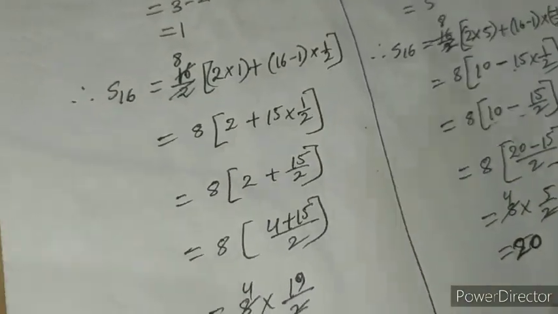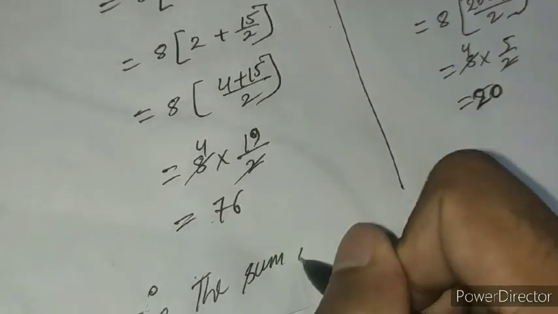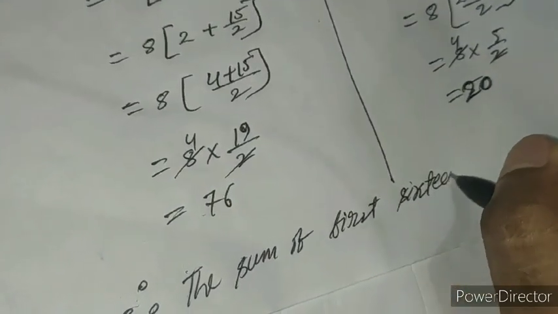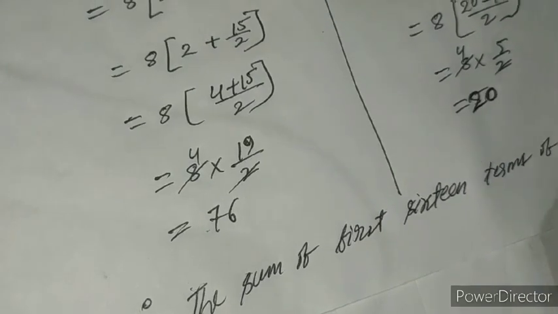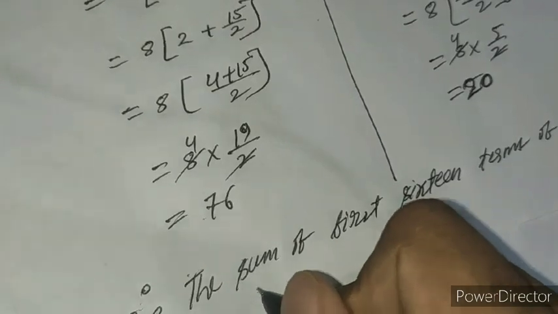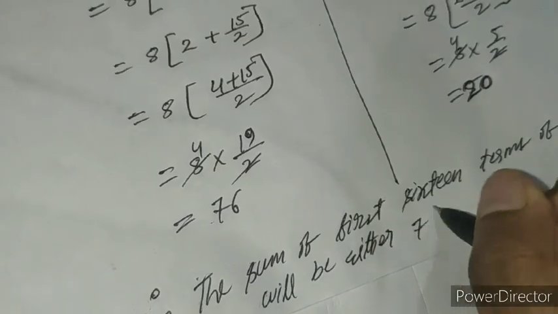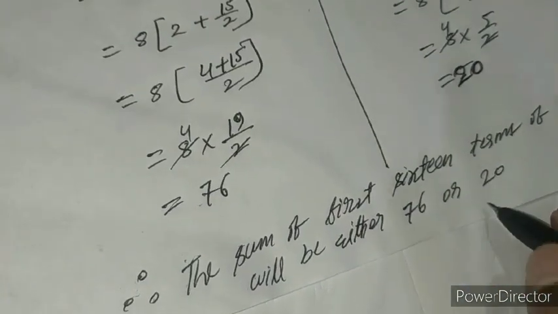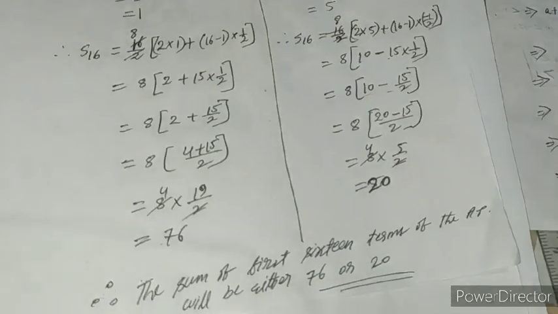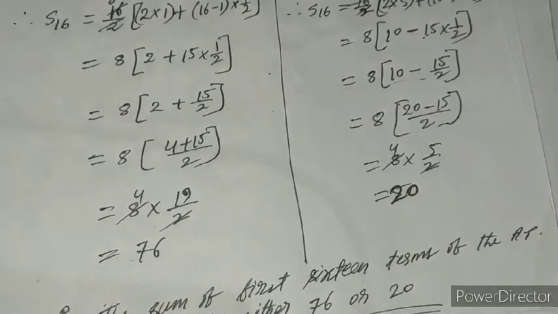Therefore the sum of first 16 terms of the AP will be either 76 or 20. Okay students, so our question number 2 gets over here. If you have any doubt regarding this question number 2, you can comment below. Now let us move to question number 3.